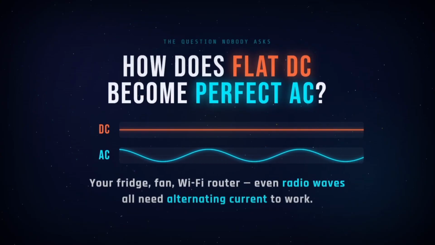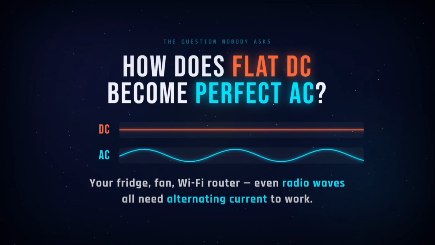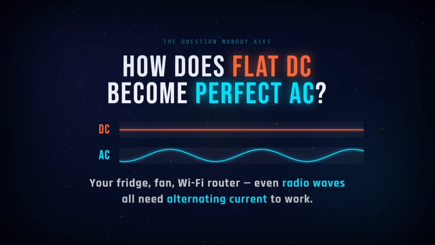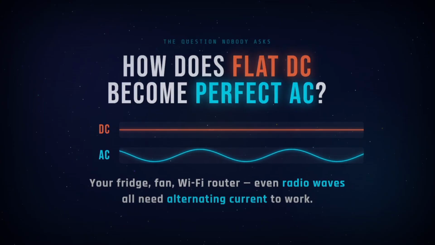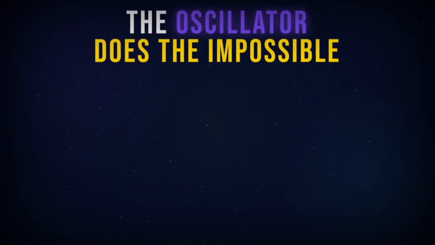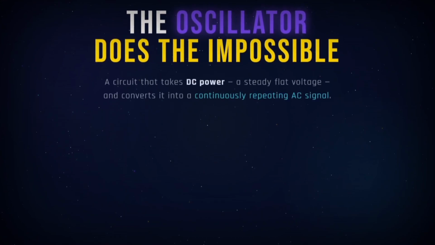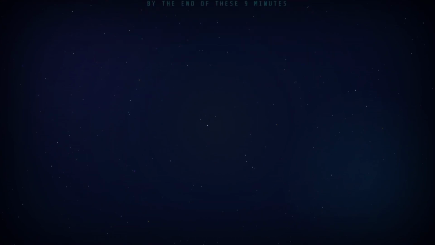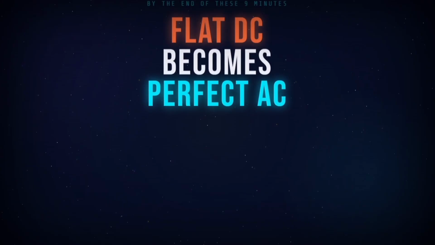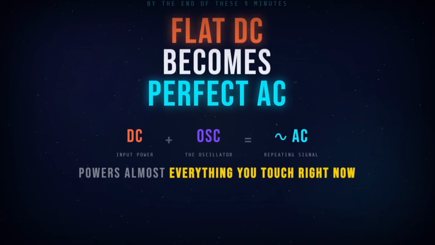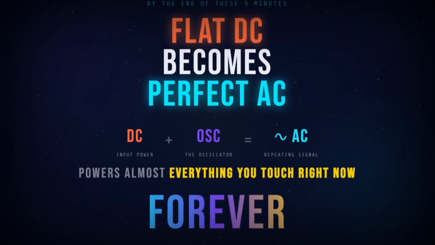No spinning generator, no wall socket. Just a tiny silent circuit doing the impossible. The answer is one of the cleverest inventions in electronics, the oscillator. And in the next few minutes, you'll see exactly how it turns flat DC into perfect AC waves, and why this trick powers almost everything you touch right now.